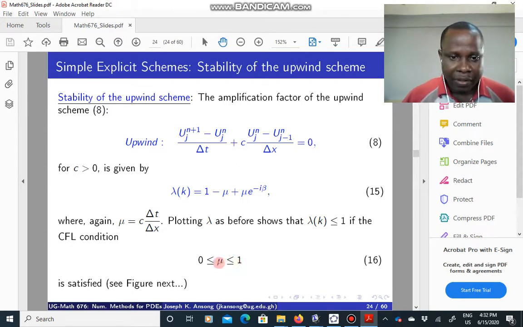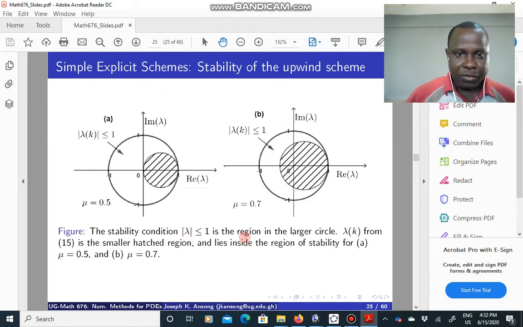Okay, so this is the CFL condition: mu has to be less than or equal to 1. Of course, mu is positive. Well, if mu is 0, this is equal to 1, so that satisfies the condition for stability. We'll see that if mu is less than or equal to 1, that is also true.